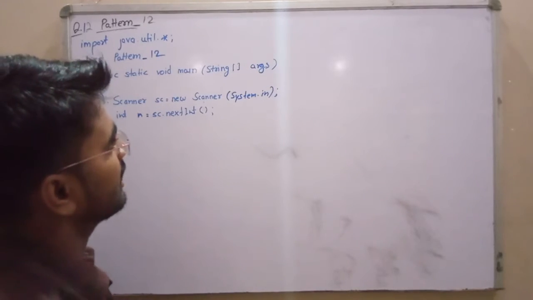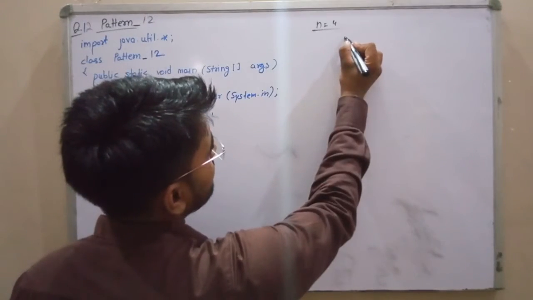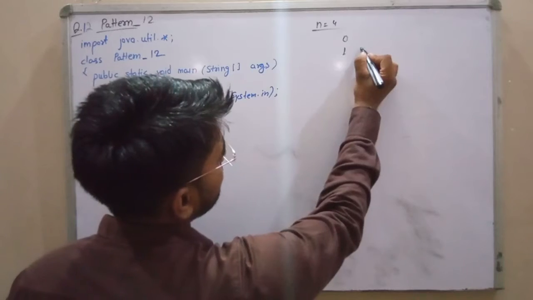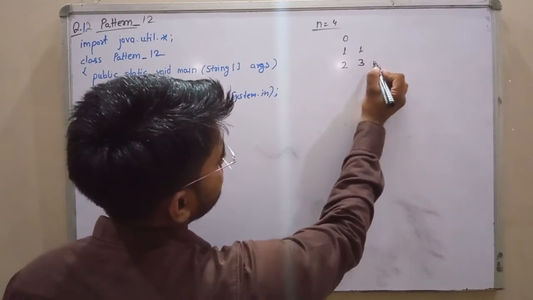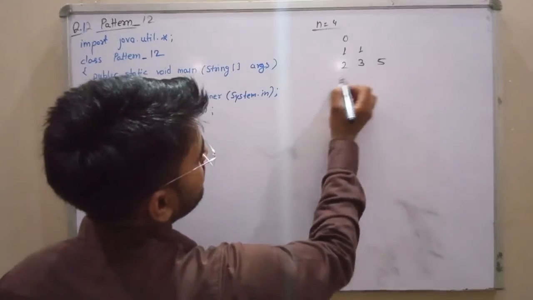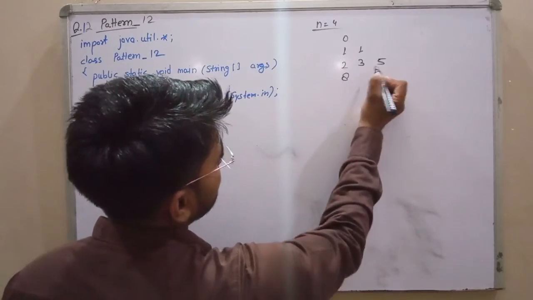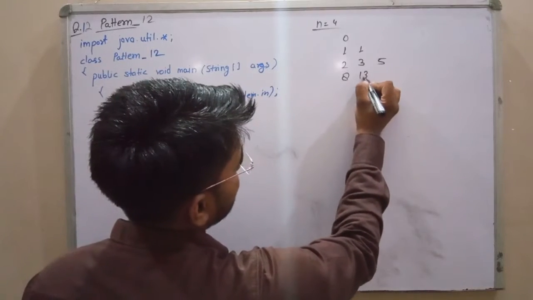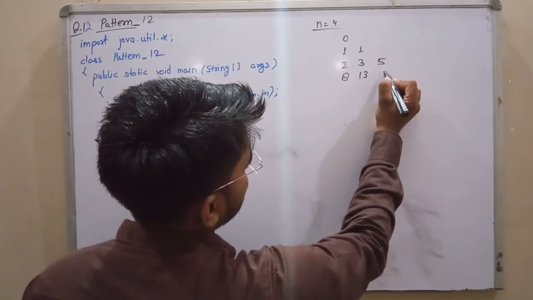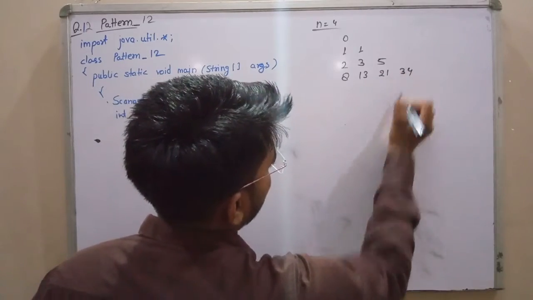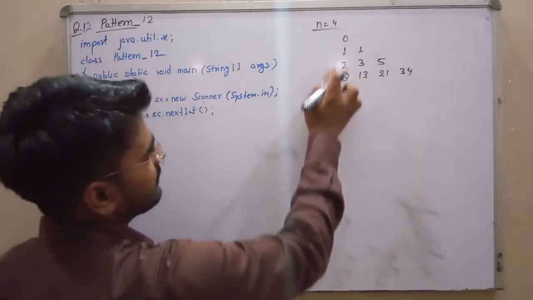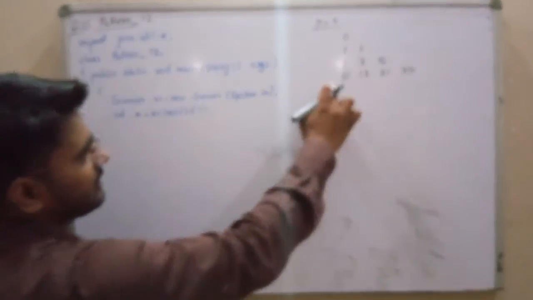In pattern number 12, if the user gives input 4, then print similarly here 0, 1, 1 and 2, 3, 5 and 8, and after this 13, and after this 21, and after this 34. Here, first see the triangular.